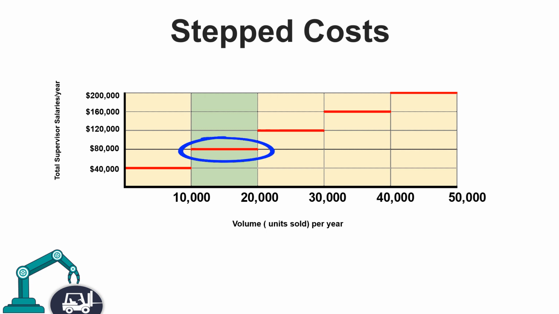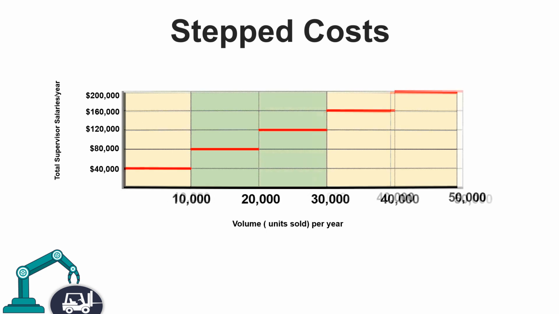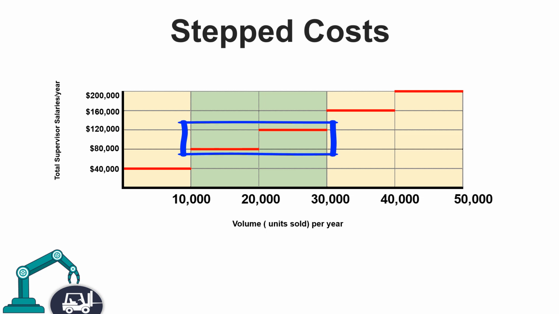But what if our relevant range during any particular year was somewhere between 10 and 30,000 units of production? Well, in this case I've got a problem, because at the lower levels of volume it might be $80,000, and at the higher levels of volume, $120,000. So what number am I going to use? And am I going to identify it as fixed or variable? In this particular case, you're just going to have to exercise your own good judgment.